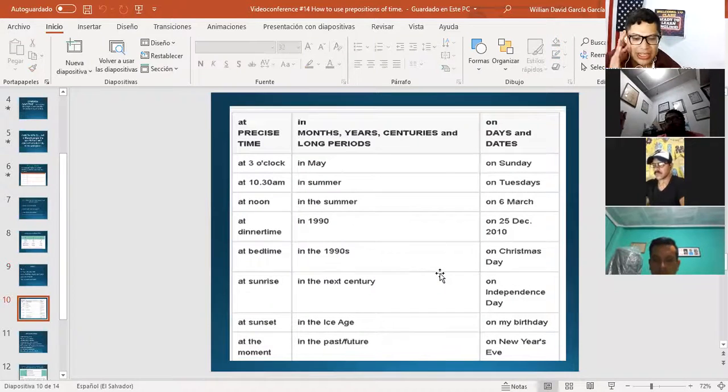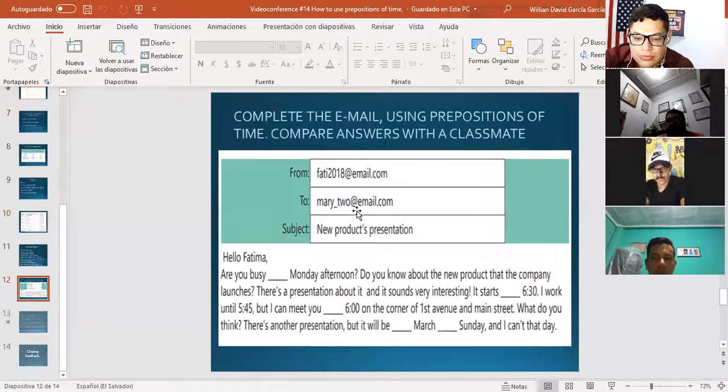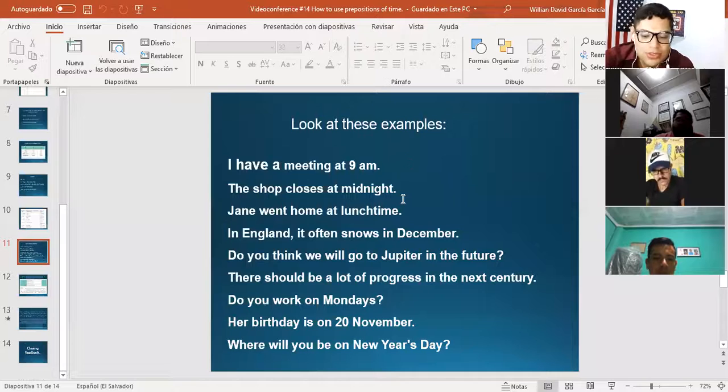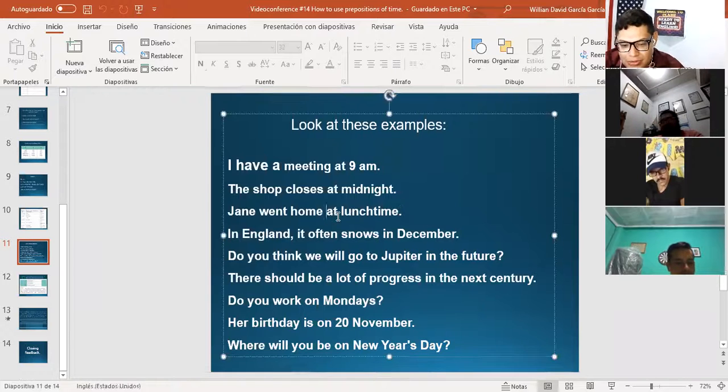También veíamos un poquito acerca de las reglas en general. Aquí veíamos unos ejemplos muy claros acerca de cuándo usar at, cuándo usar in and on. Entonces, para que no nos podamos perder en ese tema, sino que vayamos trabajando esa estructura. That was something important. We also saw some statements about a topic. Veíamos ahí algunas oraciones. The shop closes at midnight. Jane went home at lunchtime. Para un tiempo en específico.